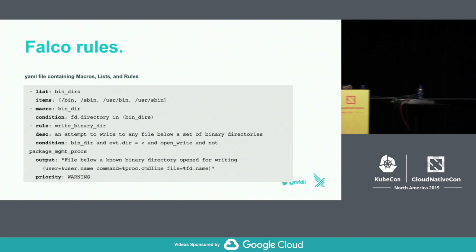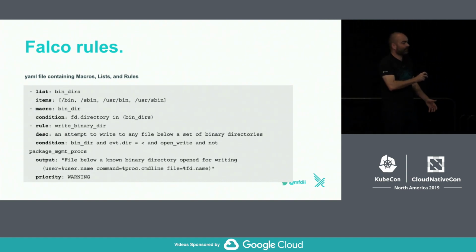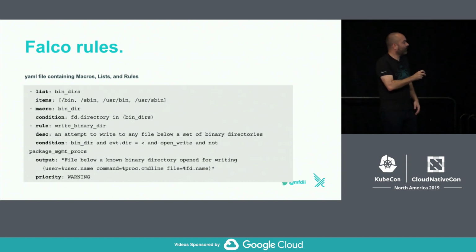So we have a couple constructs in our rules: macros, lists, and rules. A list is essentially just an array. We can see that we've named it vendors, and then we have the items in the array. It can just be one item or one element if you want. And then you can see here we have a macro, and a macro is essentially a shortcut for a rule condition. So it just makes it easier to write something over and over and over again.